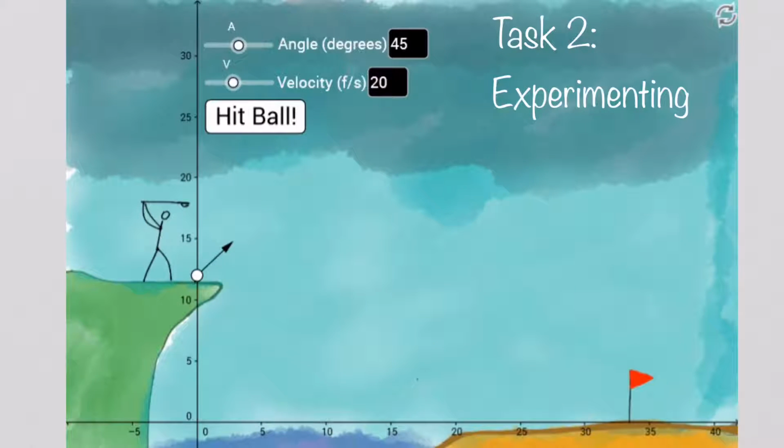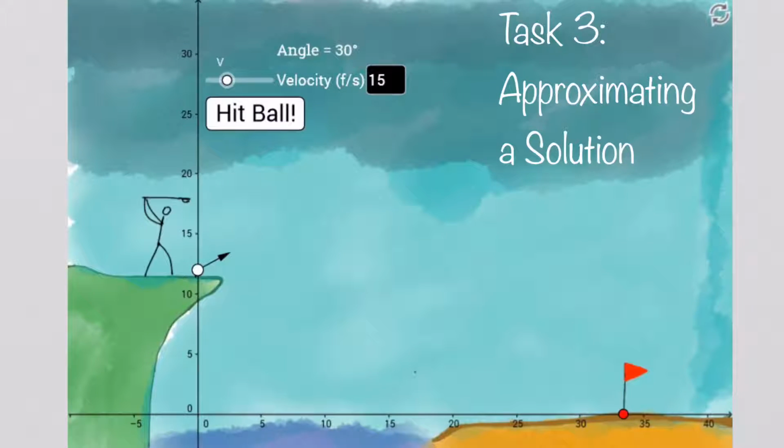In task 2, we make the experimentation a little more precise. In this activity, we'll have actual values for the angle measured in degrees and the velocity of the hit measured in feet per second. Now you'll notice that we no longer have the parabola trajectory shown to us, so this is going to take a little bit of troubleshooting, a little bit of guess and check to figure out how hard and at what angle to hit the ball to result in a hole-in-one.